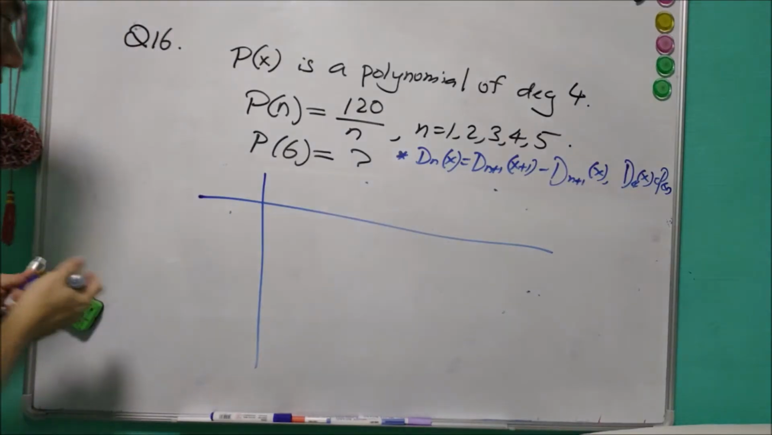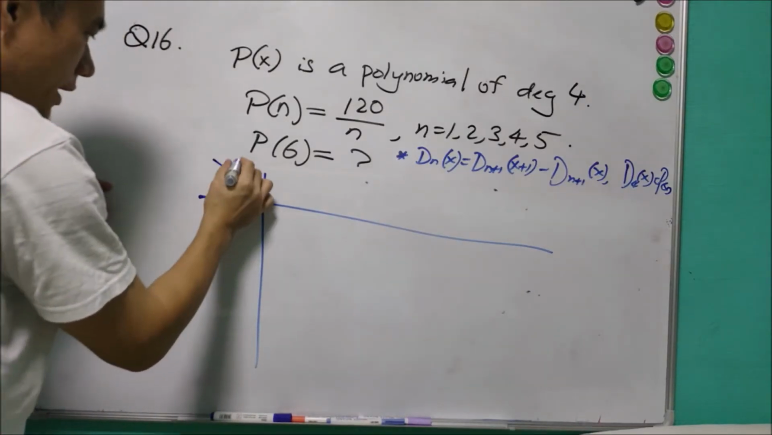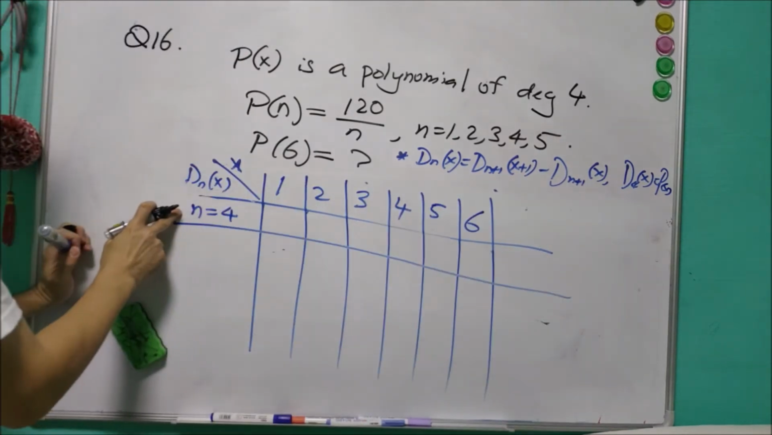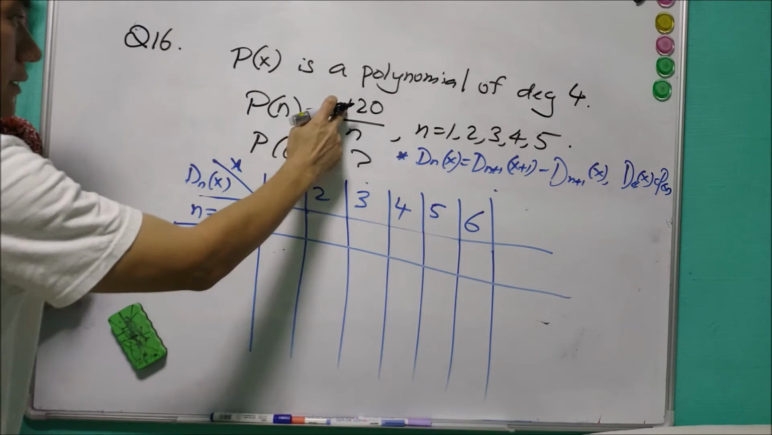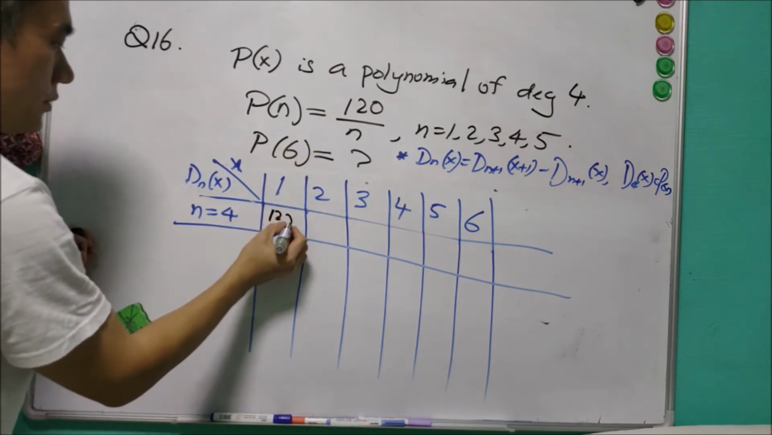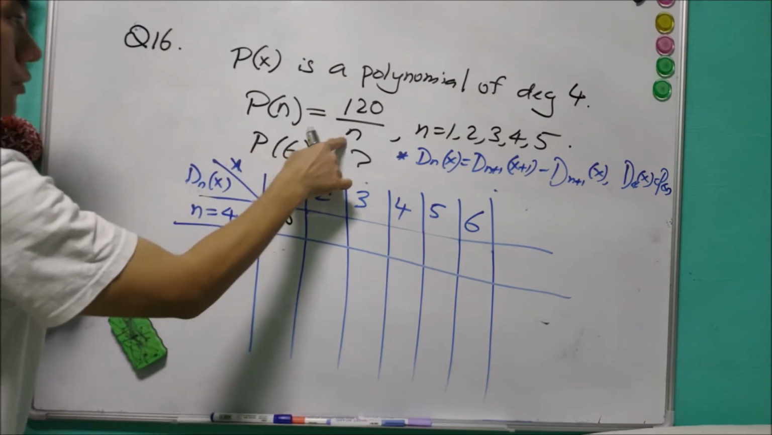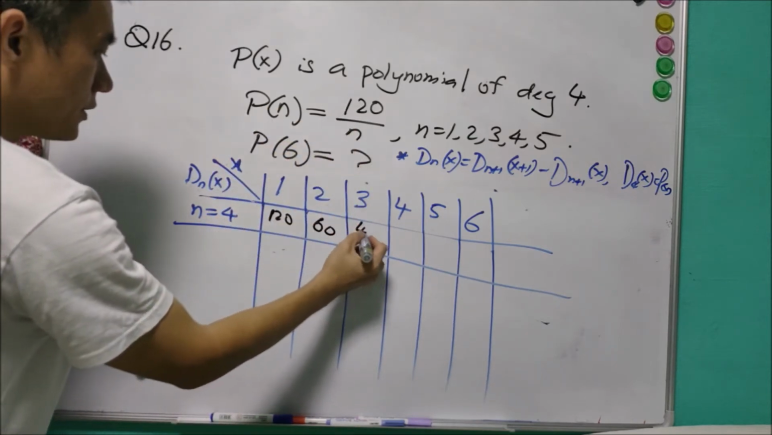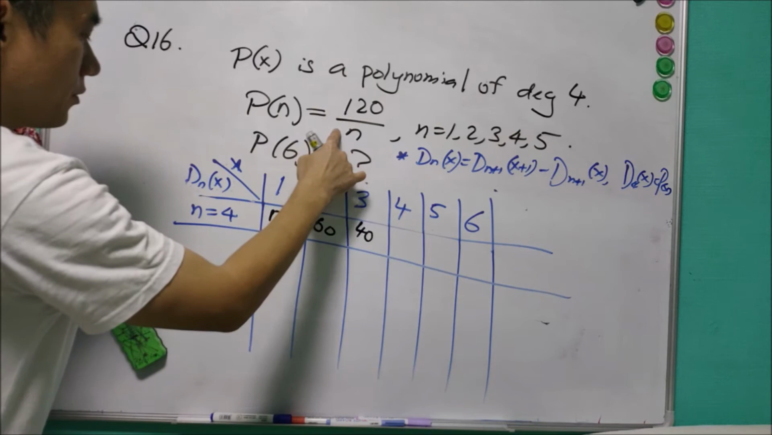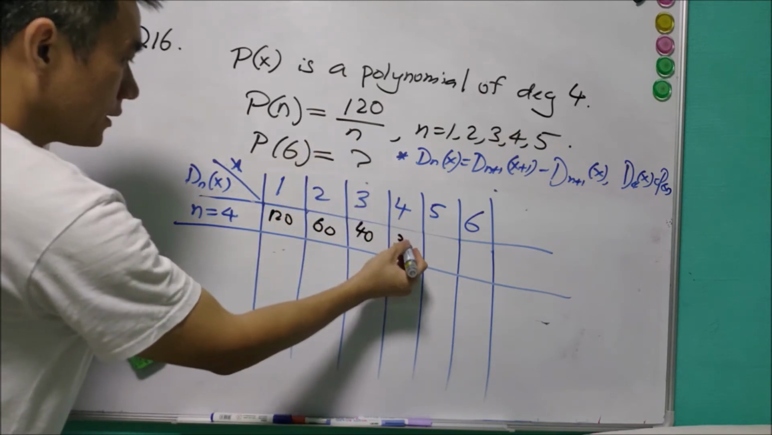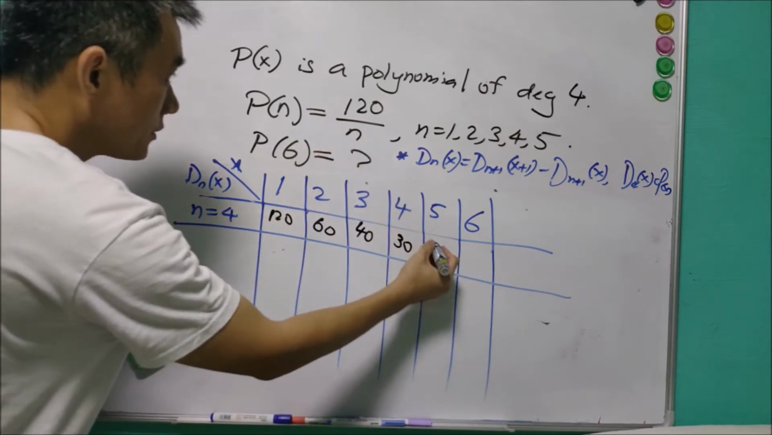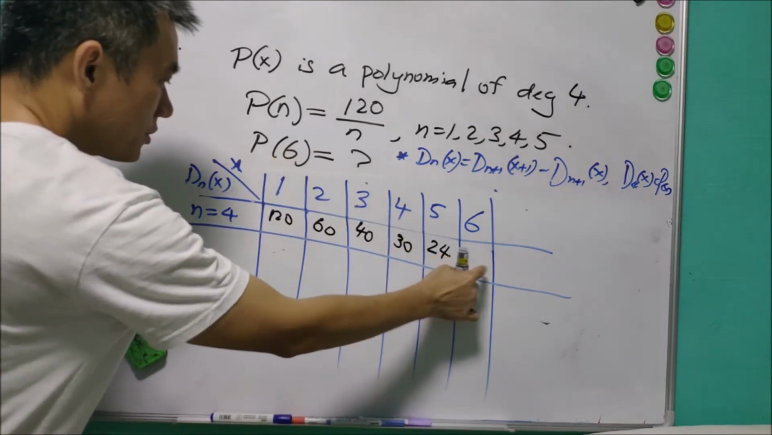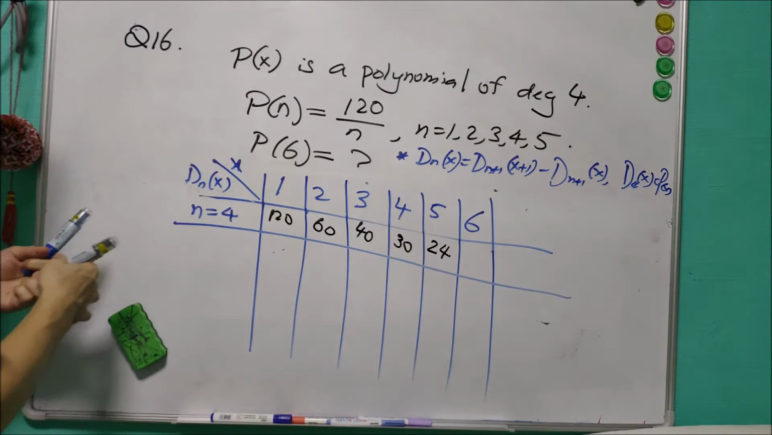So we'll build a table where this is x, this is d_n(x). When n equals 4, d_4(1) is equal to 120. d_4(2) is equal to 60, d_4(3) is 40, d_4(4) equals 30, d_4(5) is equal to 24. We also find d_4(6), which is still unknown to us.